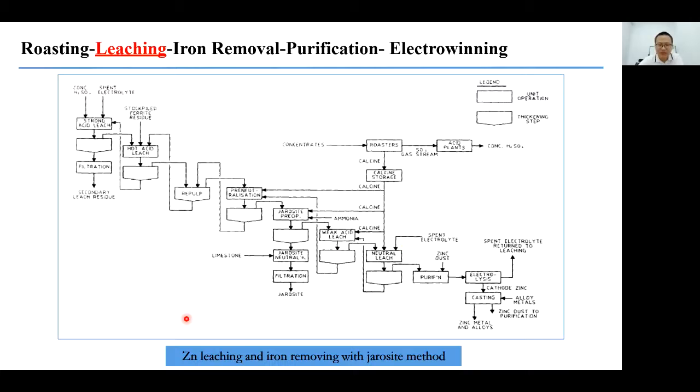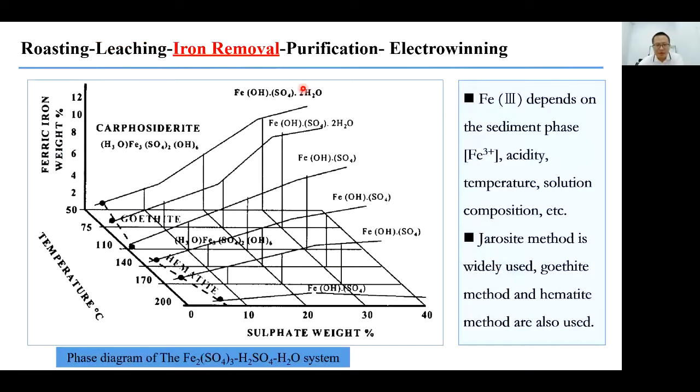So this is a full flow sheet containing the leaching, the roasting, leaching, purification, iron removal, and electrowinning. But if we are leaching the zinc ferrite into the solution, we have to remove the iron from the solution, and the solution is a system containing ferric sulfate, sulfuric acid, and zinc sulfate. They are major components in the system.